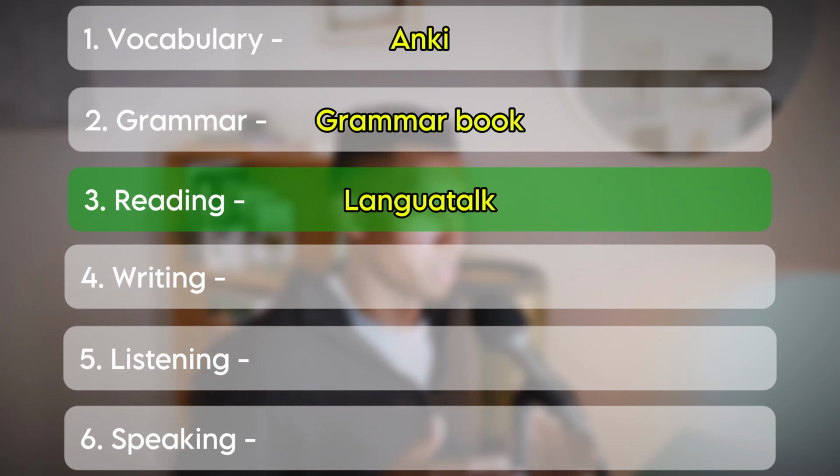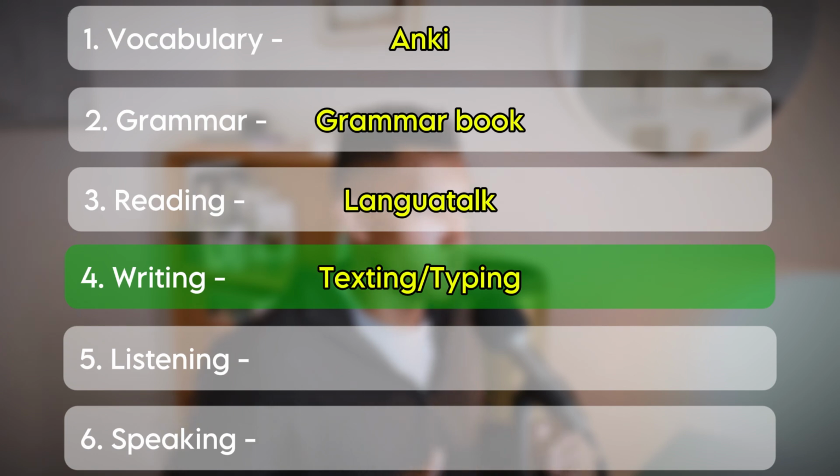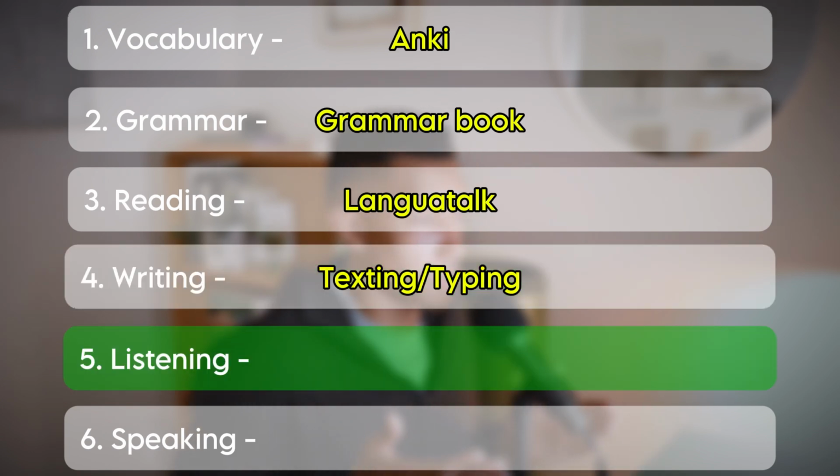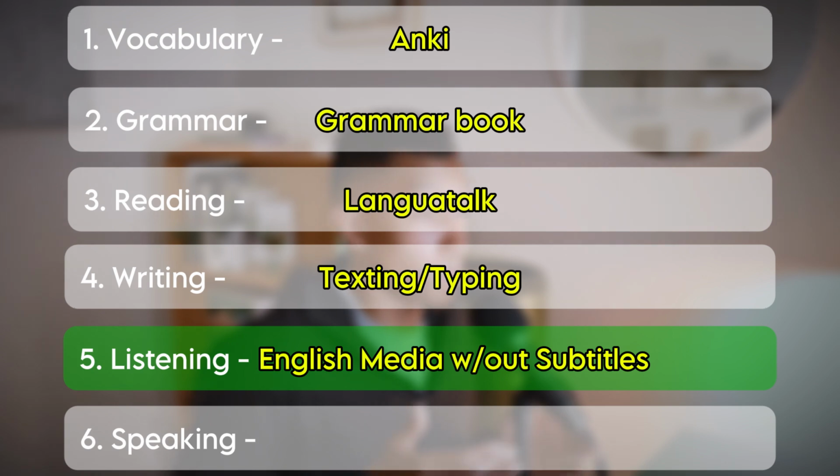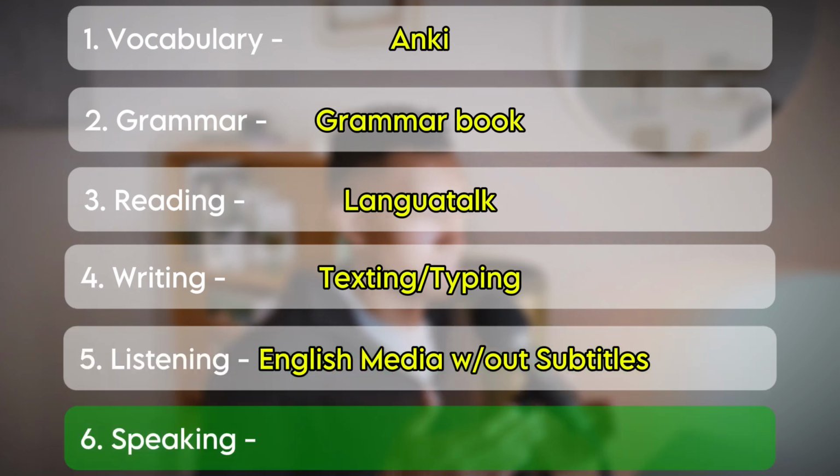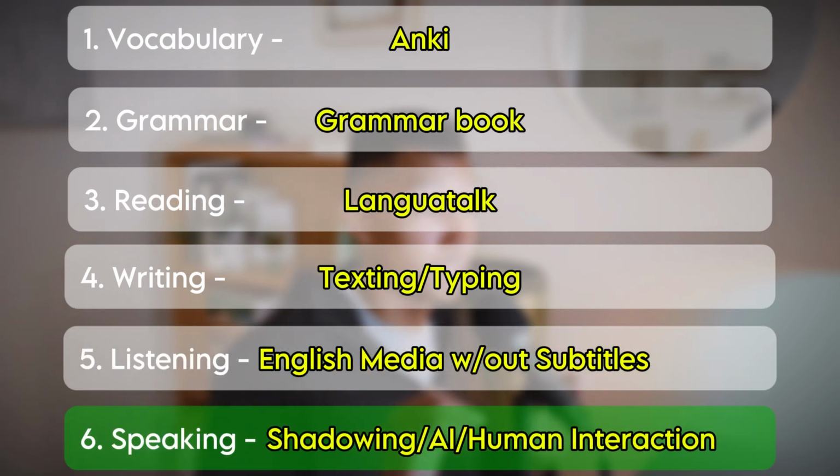The best resources for writing would be texting or typing to an AI robot or native speakers, depending on what your level of English currently is. The best listening resource would just be English media with or without subtitles, depending on your current level of English. And the best resources for speaking would depend on what you're trying to focus on. If you're trying to focus on pronunciation, use the shadowing technique. If you're trying to focus on conversational skills, I would use an AI robot or a real human online, depending on what your current level of English is.